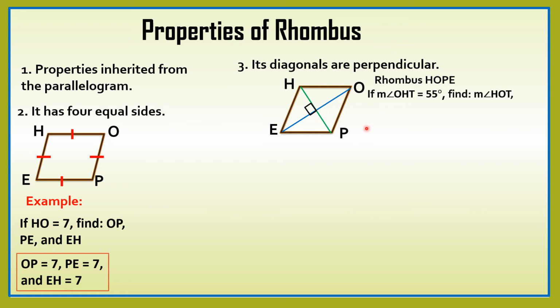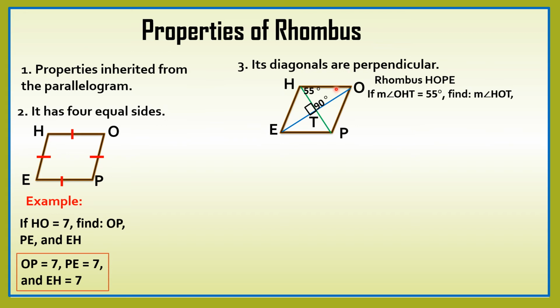Okay, let's have here rhombus hope. If the measure of angle OHT is equal to 55 degrees, find the measure of angle HOT. So, mag-label tayo. So, sabi dito, si OHT ay 55 degrees. And then, itong angle na to is right angle. Therefore, the measure of this is 90 degrees. So, kung titingnan mo, ito ay triangle. So, ang nawawala, yung third angle ng triangle.